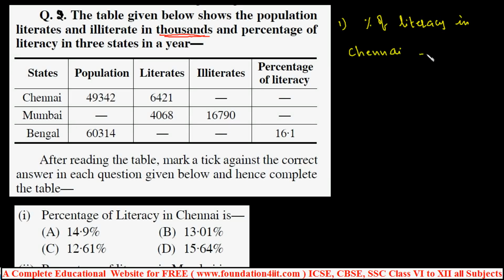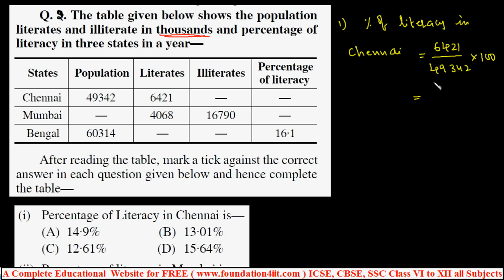So in this, how to calculate 6,421. The literates by total population is 6,421 by 49,342, into 100 should apply to get the percentage, right? And do not keep thousands, because even if they give thousands, if we keep three zeros and down three zeros, the same percentage will come. No need to keep, directly go for cancellation.